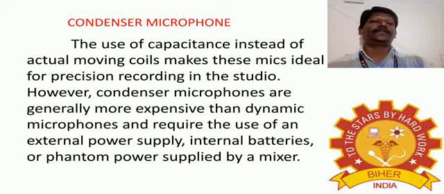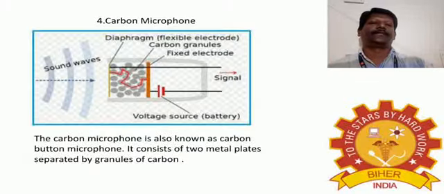However, condenser microphones are generally more expensive than dynamic microphones and require the use of an external power supply, internal batteries or phantom power supplied by a mixer. Next, the carbon microphone. This type of microphone has a diaphragm, carbon granules, a fixed electrode and a battery.